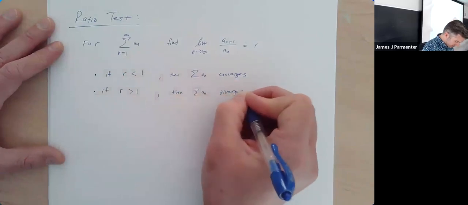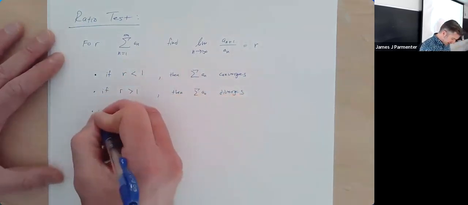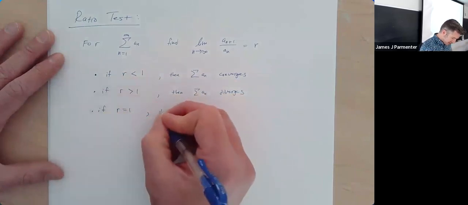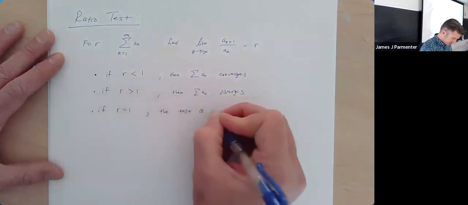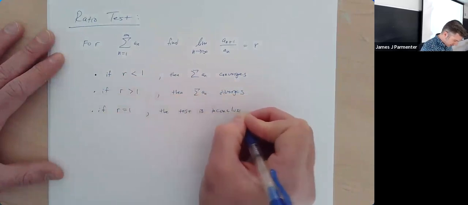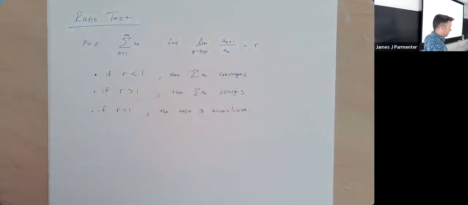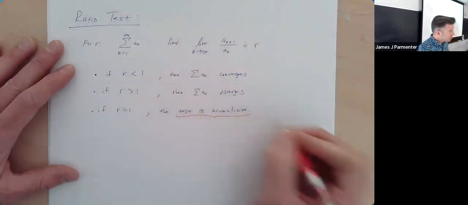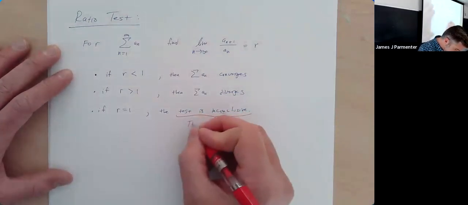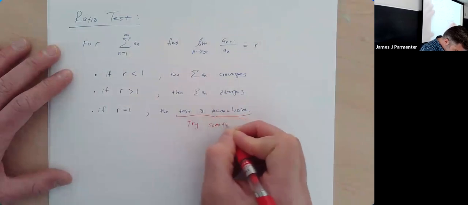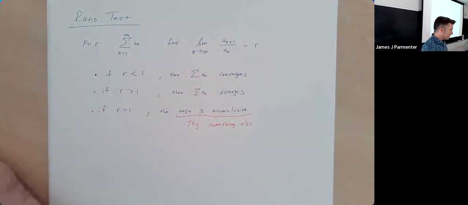And finally, unfortunately, sometimes this happens: if that limit R is equal to 1, the test is inconclusive. I want to point out, that doesn't mean that it doesn't converge or diverge. It just means we don't know. It's kind of like getting that the limit is 0 of the sequence using the nth term test. It doesn't really tell us anything. When someone says the test is inconclusive, what you should hear is, try something else. That is actually what that means if you're trying to find convergence or divergence.